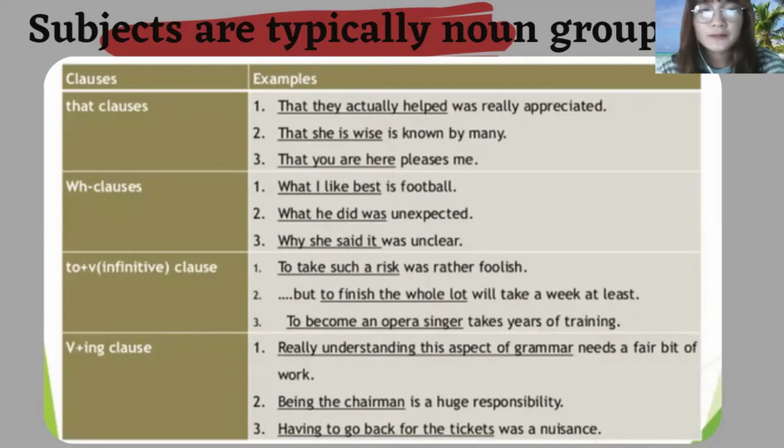And the last one is about verb-ing clause. It's quite easy to realize. It will have a verb in the beginning of the sentence. For example, "Being the chairman is a huge responsibility." "Having to go back for the tickets was a nuisance."